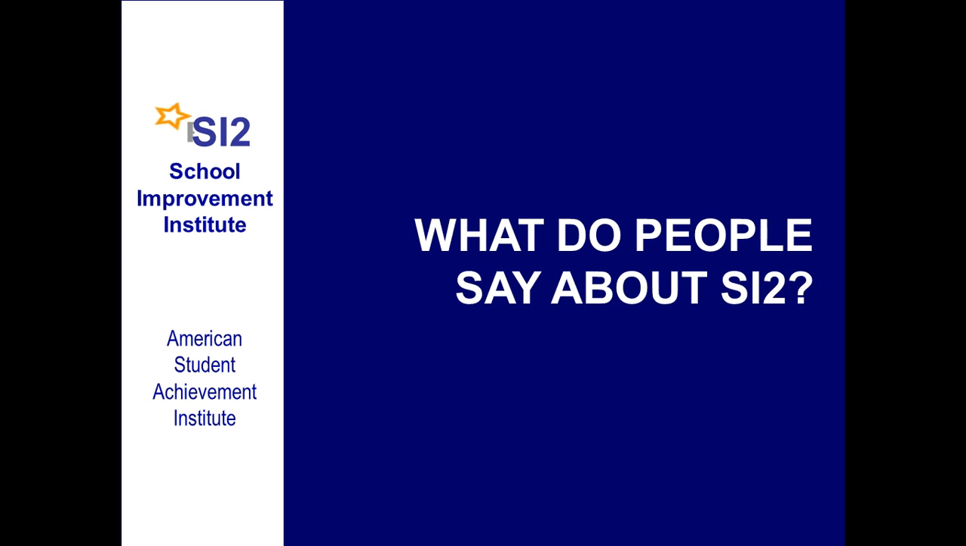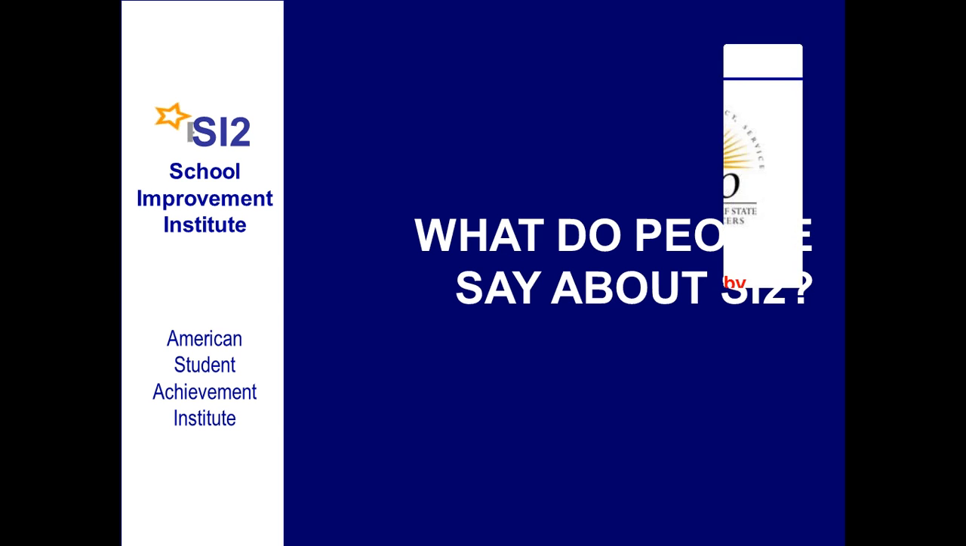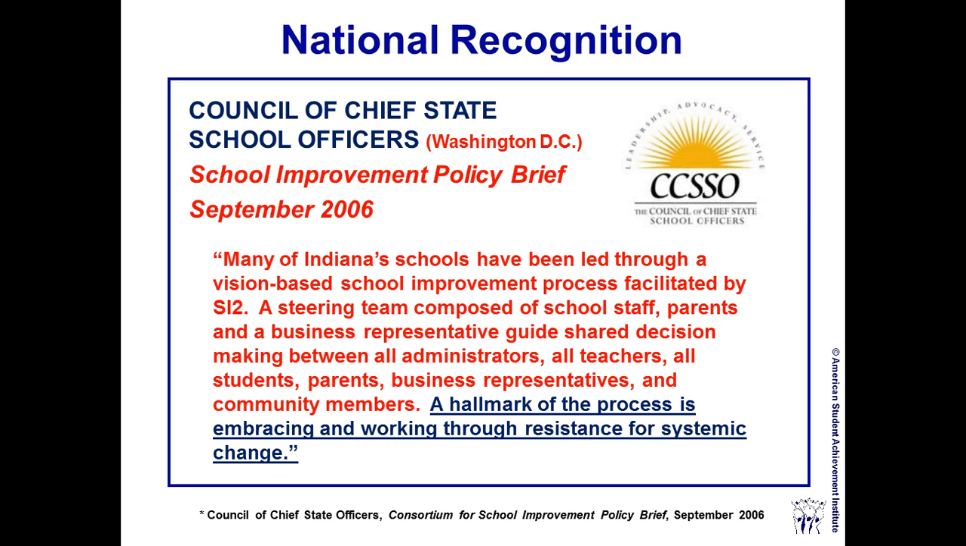You might just be interested in knowing what others have had to say about SI2 and the work that we've been doing for the past 20 years. First of all, we've had some significant national recognition. We've never sought this recognition, but organizations will discover our schools, and then our schools will tell them about us. In this case, the Indiana Department of Education let the Council of Chief State School Officers know about our work, and in one of their initial policy briefs on school improvement, we were one of 8 school improvement initiatives across the country that they mentioned.